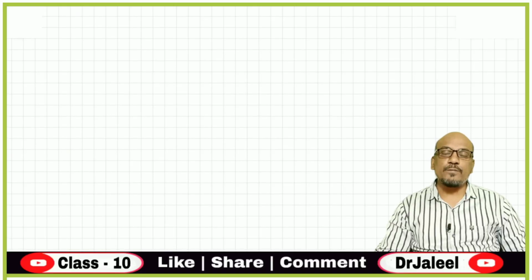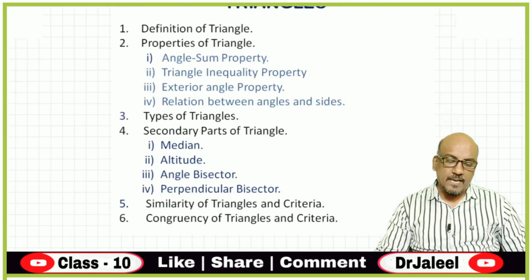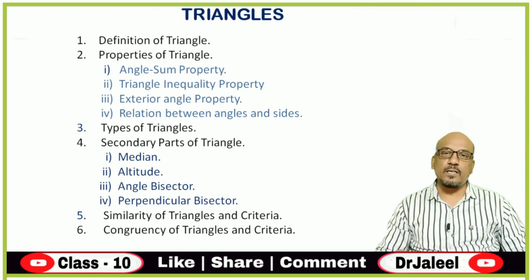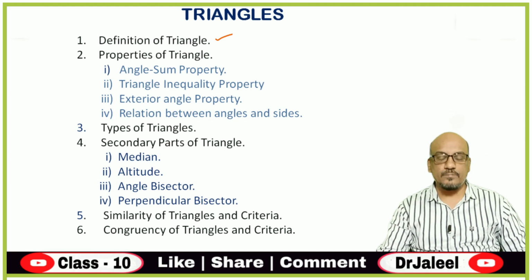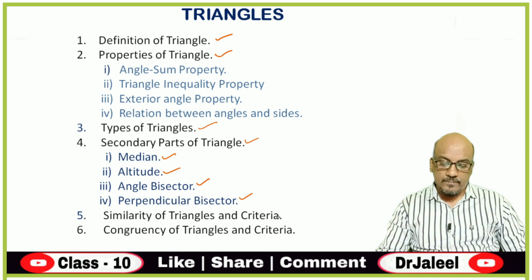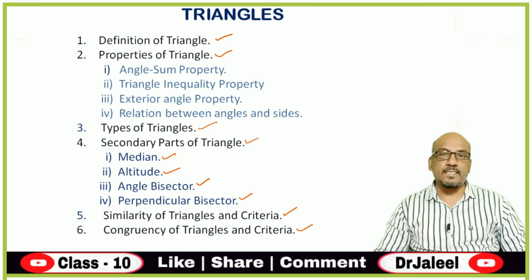Dear students, today we are going to start one of the most important, interesting geometric chapters called triangles. Let us have a glance at what we are going to learn in today's class. We are going to learn the definition of triangle, various properties of triangle, types of triangles, secondary parts of the triangle like median, what is altitude, angle bisector, perpendicular bisector, and very important, similarity of triangles and its criterion, congruency and its criterion. If you want to be clear on all these concepts, please listen to the class till the end.